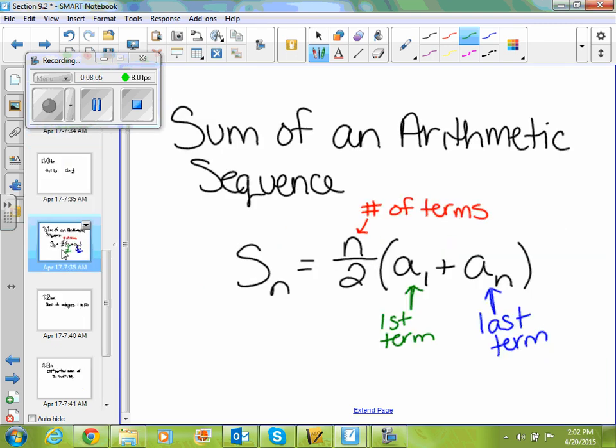Alright, we're also going to look at today the sum of an arithmetic sequence. And we're also going to look at partial sum. So this is for a sum or a partial sum of an arithmetic sequence.